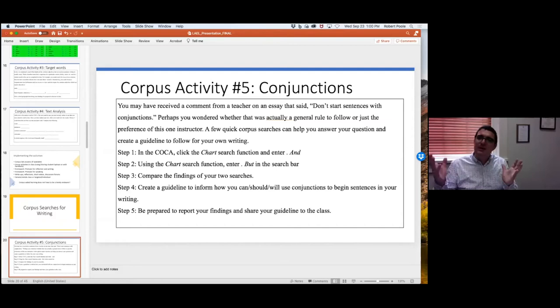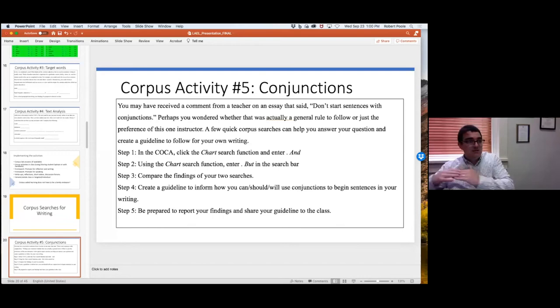There's a place for a conjunction to start a sentence, probably not 5 of 8 sentences in an introductory paragraph. So completing such a search as I've outlined here in the COCA, click the chart. You can search with punctuation in the COCA, so period, space, and, repeating with but. The chart function shows you, you can see the table, see the layout, the bar graph, a frequency in the different registers, spoken, academic, fiction, magazines.